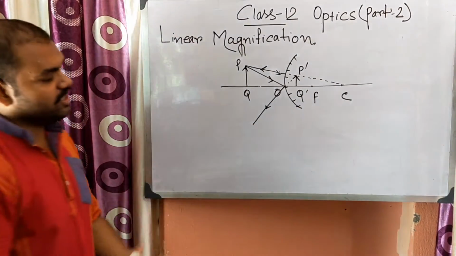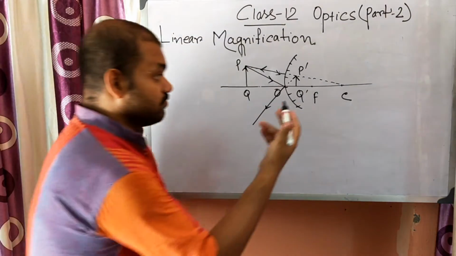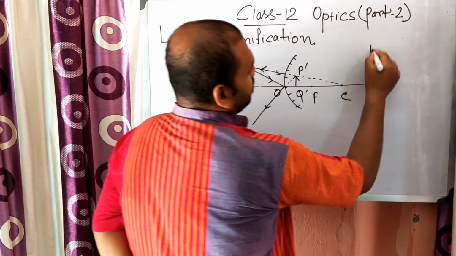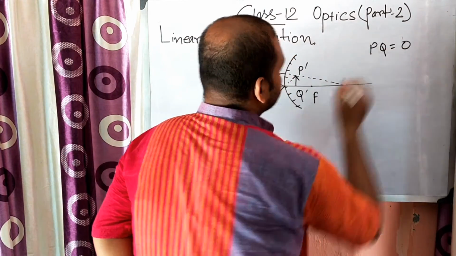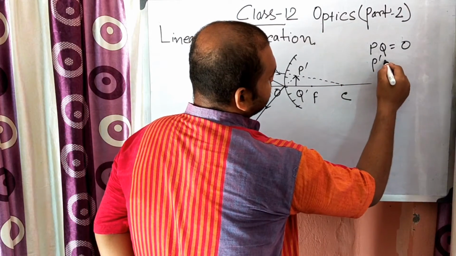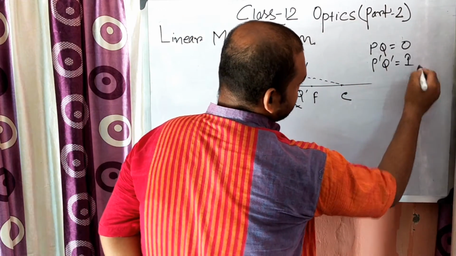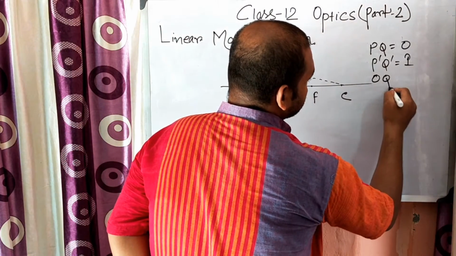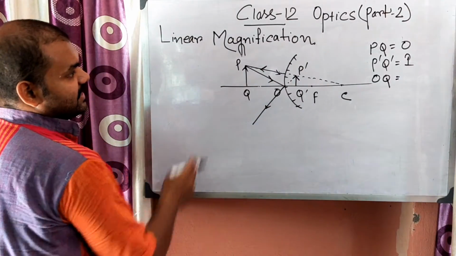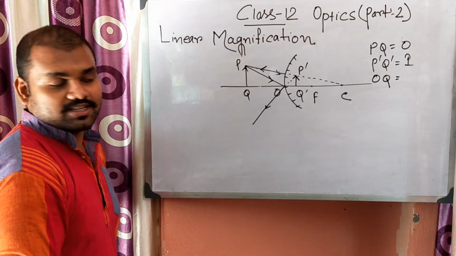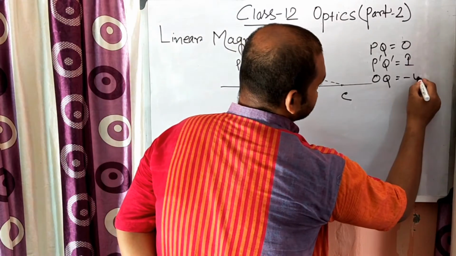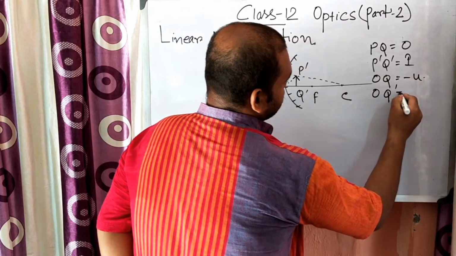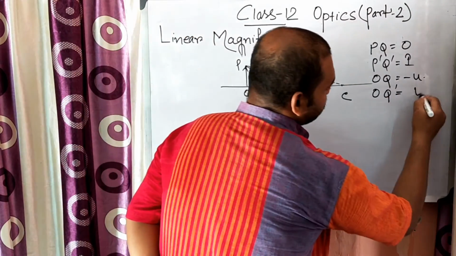Now in this case we need to find the linear magnification also. PQ is the object height, P prime Q prime is the image height. OQ is the object distance, measured opposite to the light, so it will be minus U, and the image distance OQ prime is measured in the direction of the light, so it will be V.